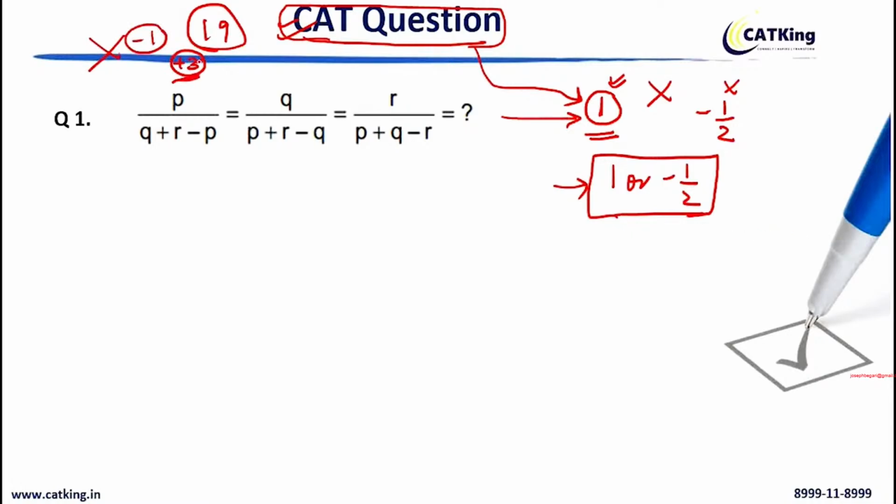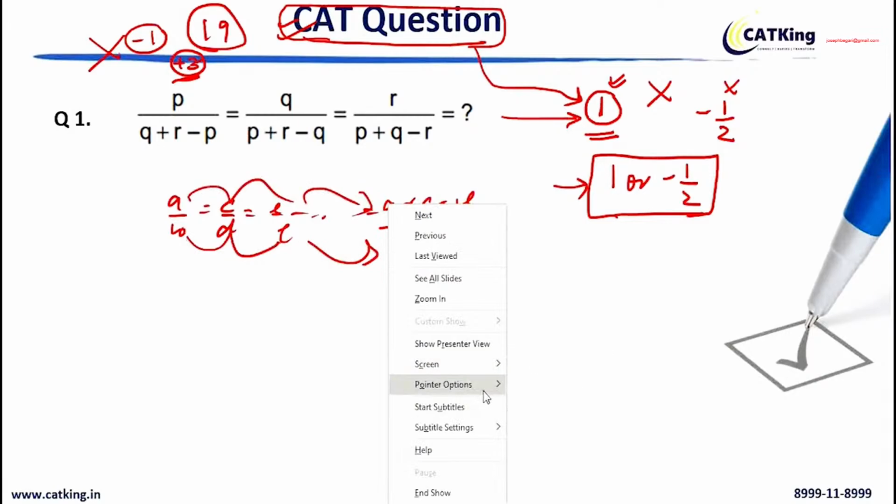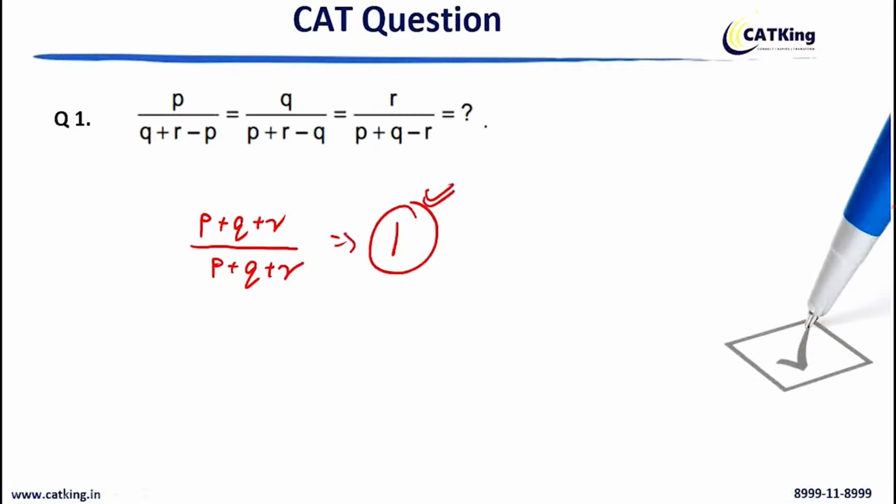Now let's have a look at the solution. First of all, there are 2 ways of approaching this question. The very first is a property. You know that if a by b equals c by d equals e by f and so on, then this is equal to a plus c plus e upon b plus d plus f. This means you can add the numerators and add the denominators, correct? This is a simple property of ratios. Now, if you apply this property, what do you get? This is also equal to p plus q plus r upon this plus this plus this, which is again p plus q plus r. Then the simple answer is 1. You will mark this answer and move ahead.